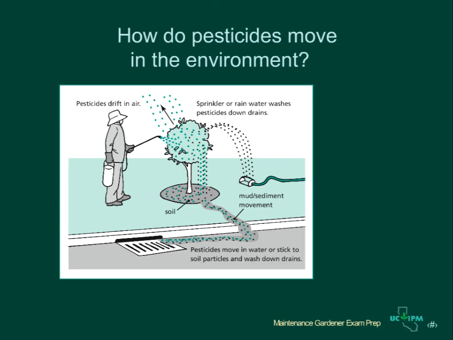How do pesticides move in the environment? Pesticides may move away from the target site by drifting in the air. They may also be moved off the application site with water from rain or sprinkler systems flowing into storm drains. Some pesticides attach themselves to soil particles and are moved into storm drains in mud or sediment.